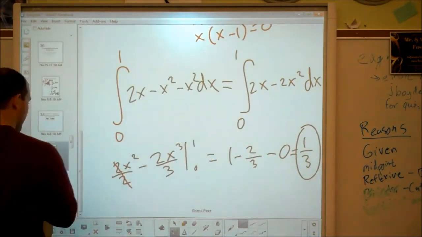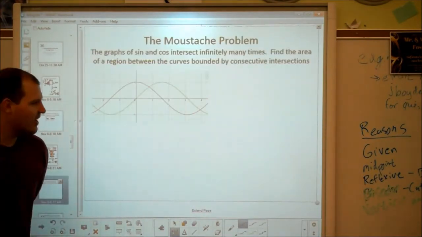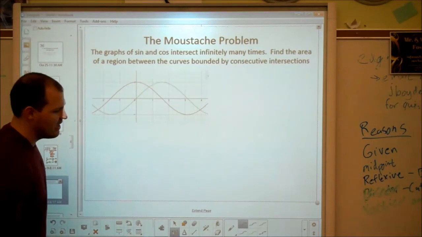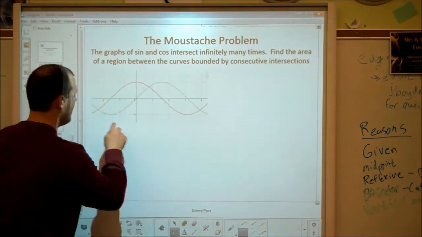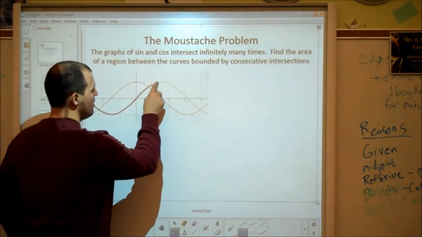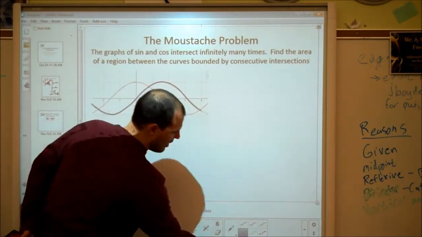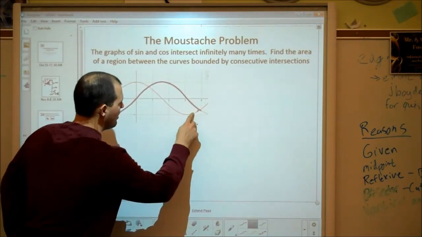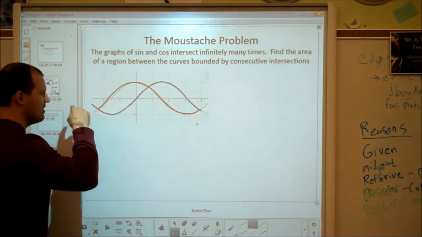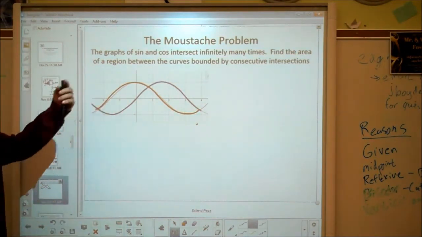Let's do one that's a little bit more fun. Let's do the mustache problem. Okay, in the mustache problem, I'm calling it that because on the screen I've got two graphs, sine and cosine. And if you trace those, it kind of looks like a little mustache. Okay, and so I call it the mustache problem.